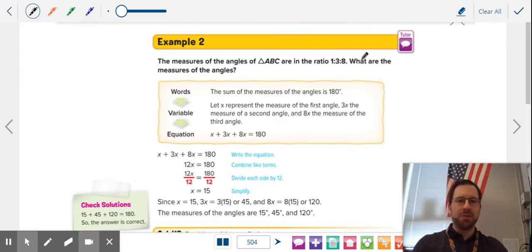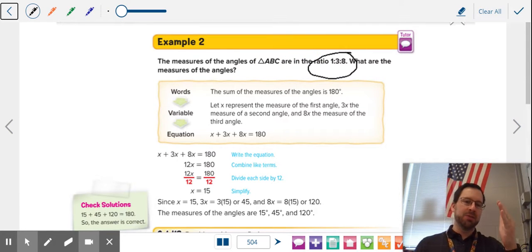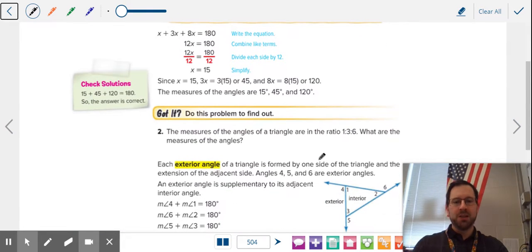Now, how do we solve them if we're just given a ratio? So I know that my first angle, my second angle is 3 times bigger than my first, and then my third angle is 6 times bigger than my first. So how do I figure these out? To help us, we need to figure out what it's being multiplied by. Once I know the multiplier, I can just apply it: 1 times, 3 times, 6 times.